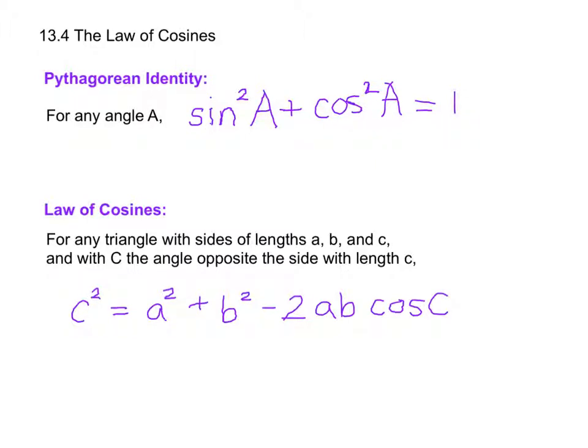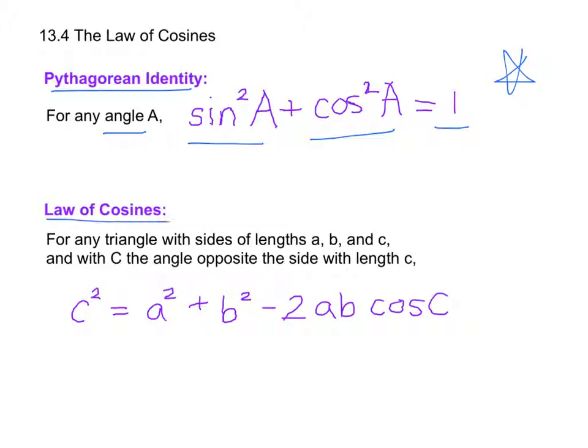So this next conjecture is the Pythagorean identity, which says that for any angle A, sine squared of A plus cosine squared of A equals 1. This is a really important thing to know, and you're going to keep using it. You're even going to use it in calculus. So this is an important one.